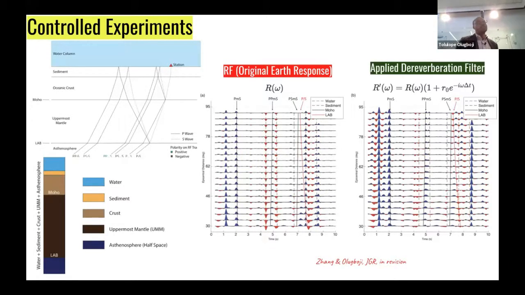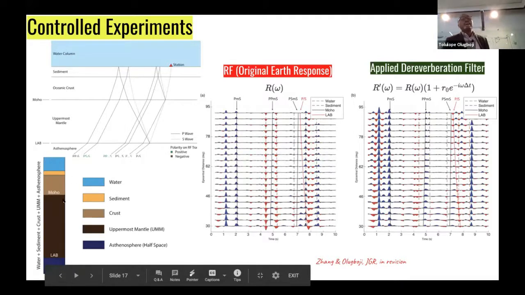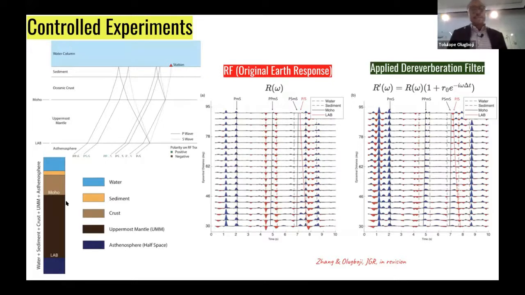This is an example of controlled experiments where we do that with synthetic velocity models. For example, a velocity model one might see in the ocean: you've got a water layer, you've got a sediment layer, and you're trying to target the crust-mantle boundary, the moho, and the high velocity to low velocity interior, what we're calling the seismic LAB.